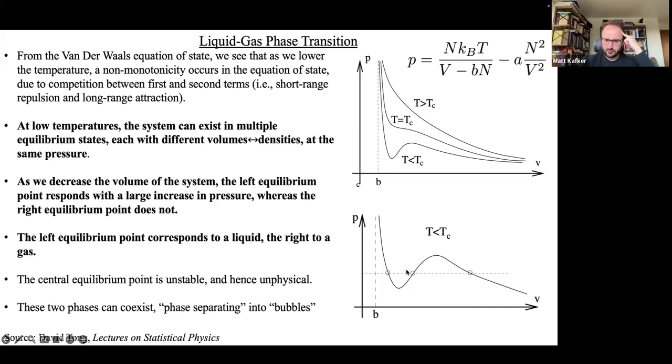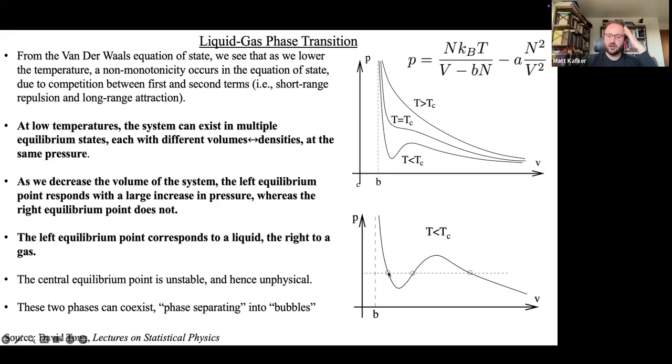So first, let's focus on this middle term here. Again, this is pressure, this is volume of the system. Let's imagine that we decrease the volume of the system slightly, and that would push this point slightly to the left. What you see is that if you decrease the volume of the system, you squish it, then the pressure decreases. And similarly, if you were to increase the volume of the system, you expand it, and the pressure increases. So this is characteristic unstable behavior. This middle equilibrium point is in fact not physical.